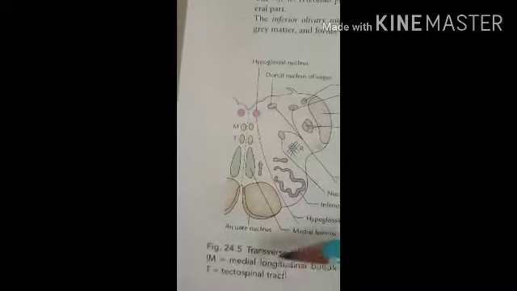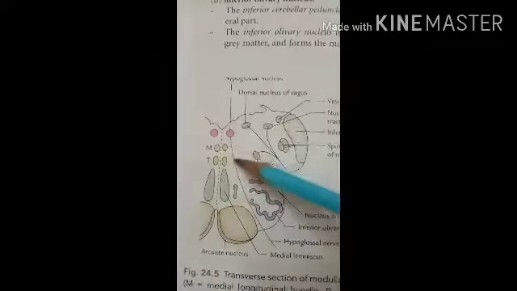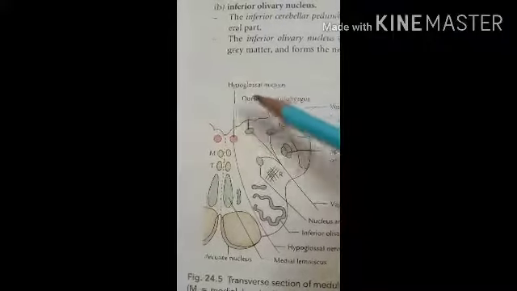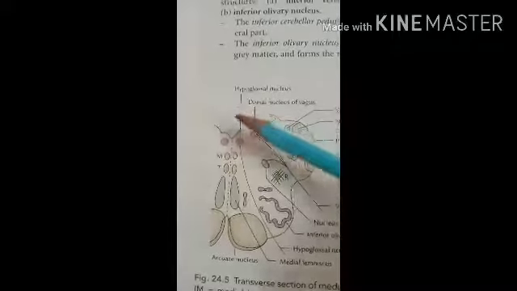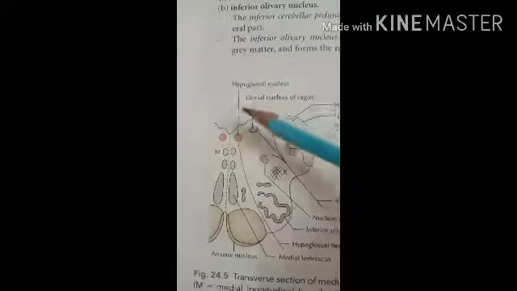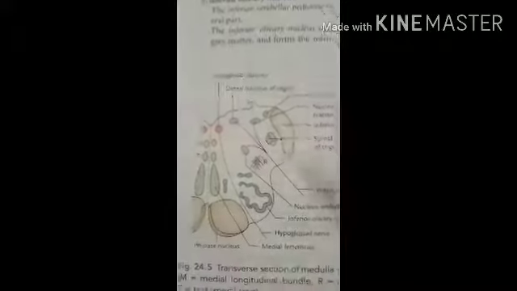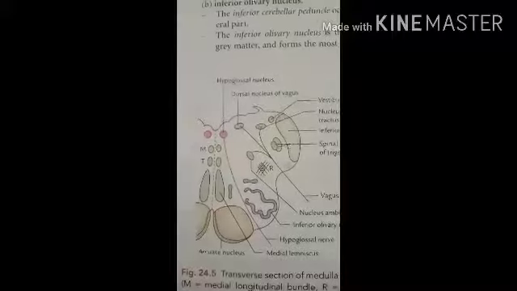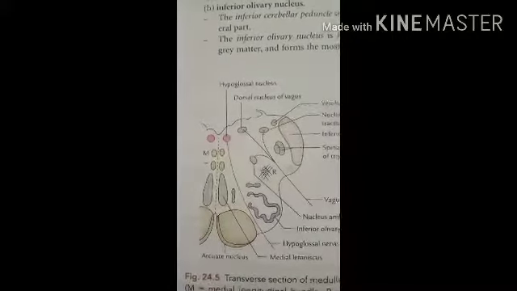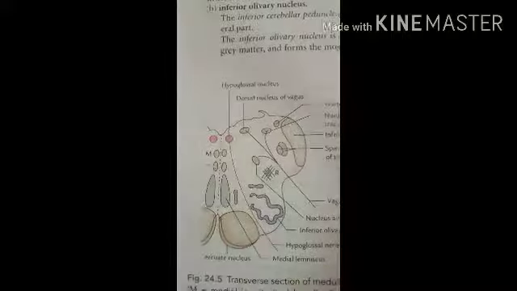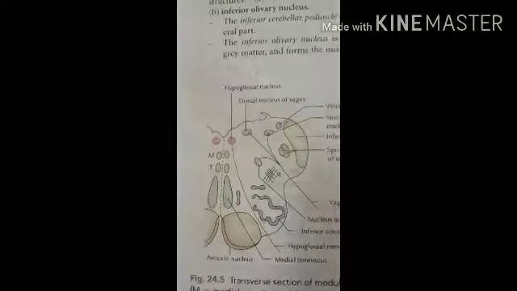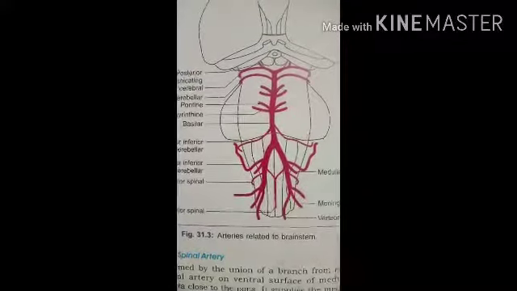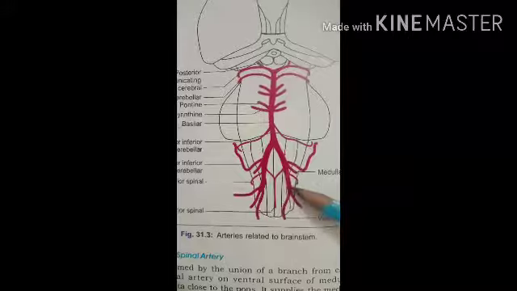Okay, then the central gray matter is spread over the floor of the fourth ventricle, and that consists of the nuclei of several cranial nerves. So here you can see the hypoglossal nucleus, the vagus nucleus, the vestibular nucleus. Here the cochlear nucleus is present. So these are the structures present in the medulla oblongata at the level of the floor of the fourth ventricle. Then the blood supply of the medulla oblongata, first there is a pair of vertebral arteries.